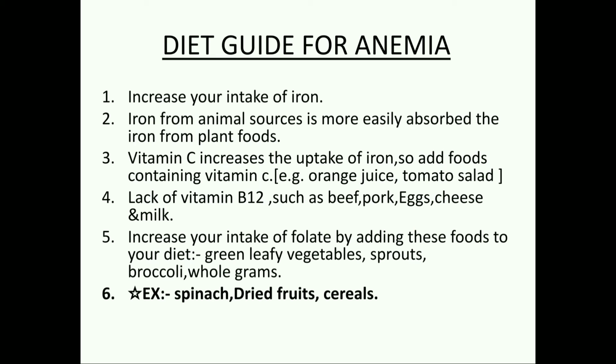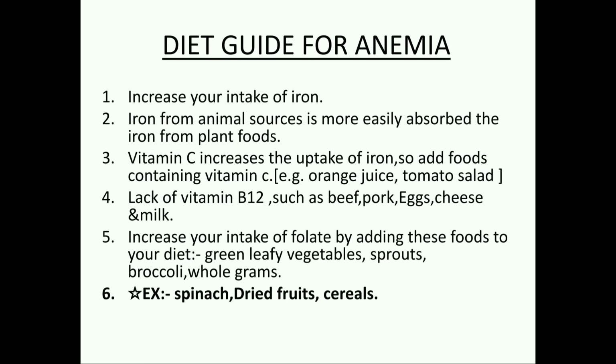Diet guide for anemia. Increase your intake of iron. Iron from animal sources is more easily absorbed than iron from plant foods. Vitamin C increases the uptake of iron, so add foods containing vitamin C like orange juice, tomato salad, etc. For lack of vitamin B12, eat foods such as beef, pork, eggs, cheese and milk.